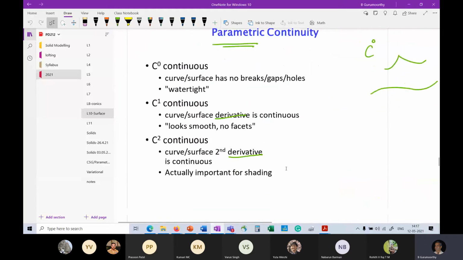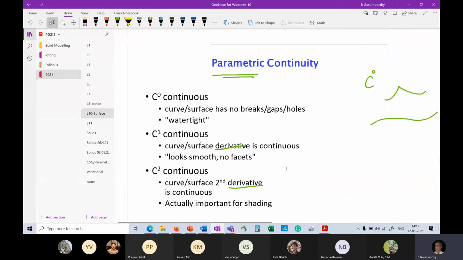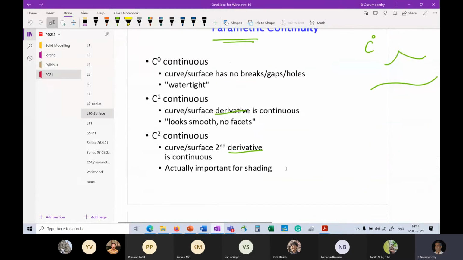So just to reiterate this again, when we say continuity, essentially we are looking at putting two entities together. You could have surface patches, and for various reasons, you may not model them as a single patch. You will model them as multiple patches. And then continuity at the junctions becomes critical, and that is where we talk about continuity.